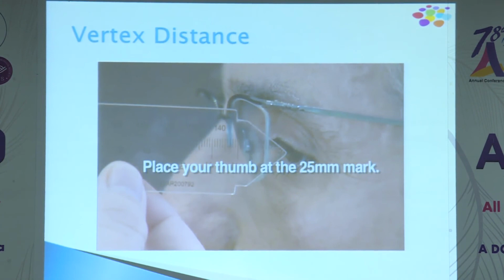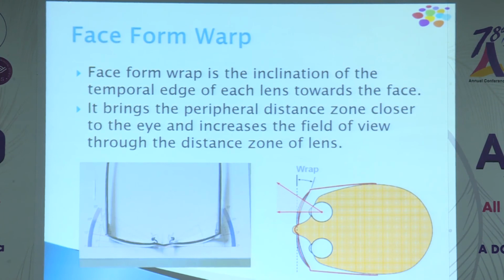Then the other curvature, the face form wrap. You have to consider the vertical as well as the horizontal curvature of the frame. If the frame is too flat, the patient will have a lot of problems. So it should match the curvature of the face. Some frames the patient will like, but when they start using them, they will come back and complain that it is not suitable. If you are not identifying the problem, the patient will keep coming back. So you have to advise them.